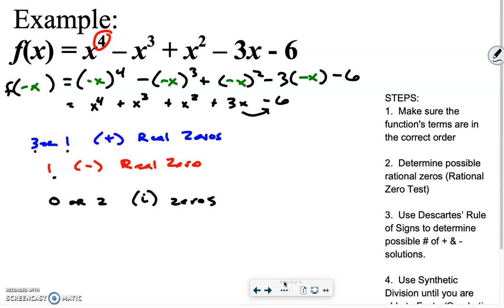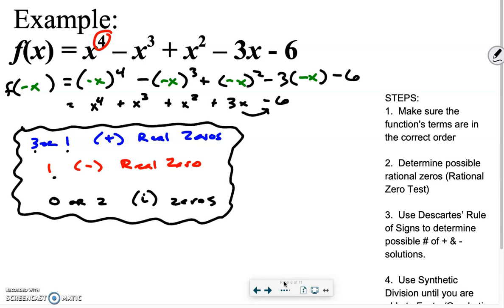So as far as all of our possibilities are concerned, this is not our answer, but we know that in terms of positive real zeros, we're going to have 3 or 1. We are absolutely certain that we're going to have 1 negative, and then as far as the imaginaries, we're going to have 0 or 2.